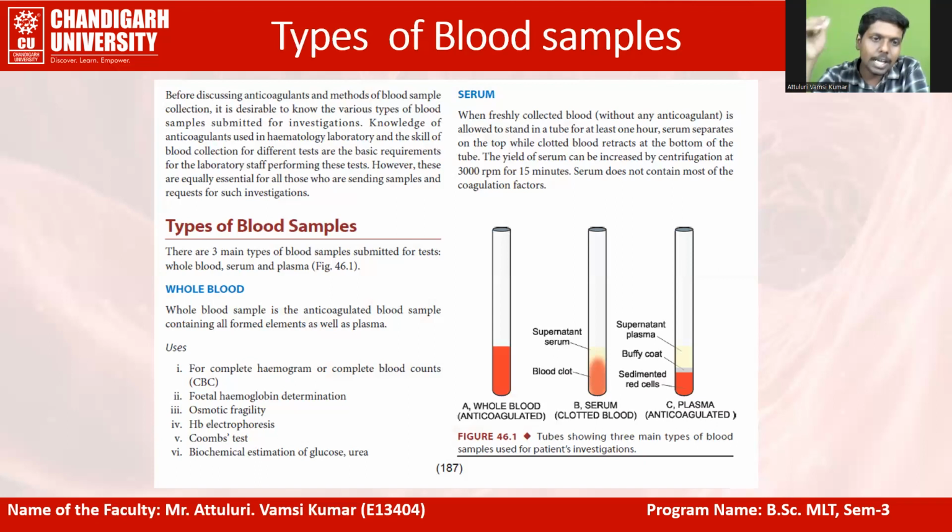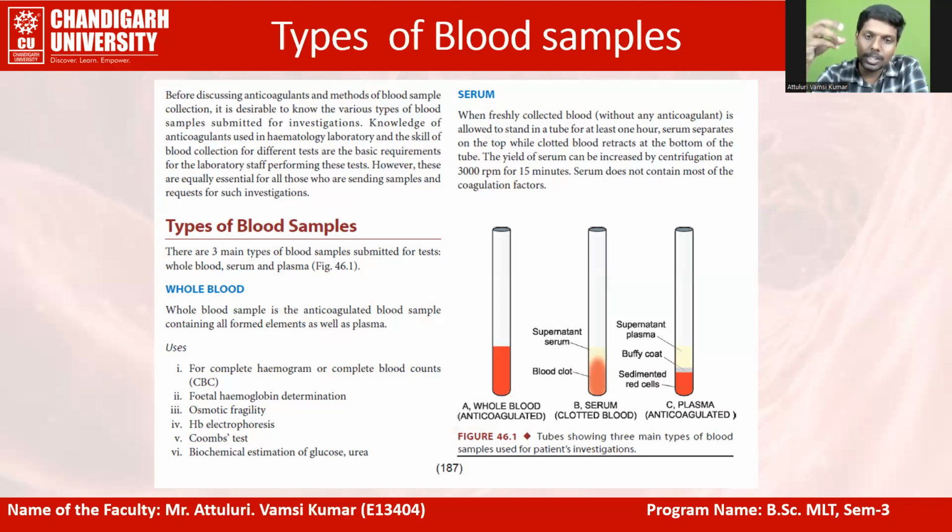So apart from these anticoagulants, if we allow the blood to clot, then the blood will be separated into two portions. One will be the sediment, the other one will be the supernatant. So upon clotting, whatever supernatant we are getting, this supernatant is called serum. So serum is a result of clotting of blood.